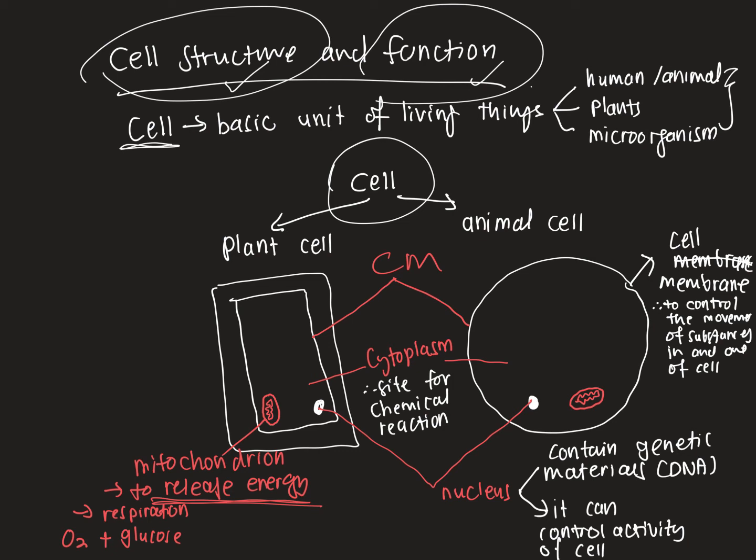Okay, now kita nak tengok pula apa yang extra yang ada pada plant cell but not in the animal cell. Okay, so one of it is vacuole. Okay, kita lukis vacuole besar sikit. Okay, so this is vacuole. Alright, the vacuole has two functions as I mentioned earlier. The first one is to store starch. Okay, second, to give turgidity. Okay, to give turgidity.